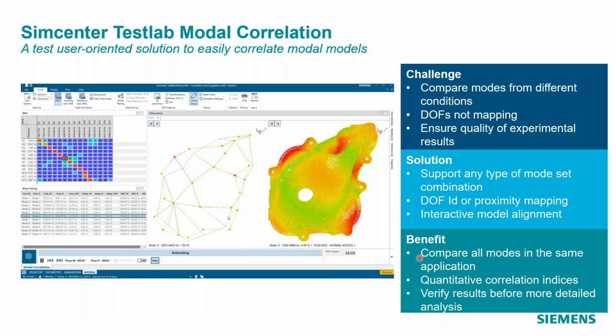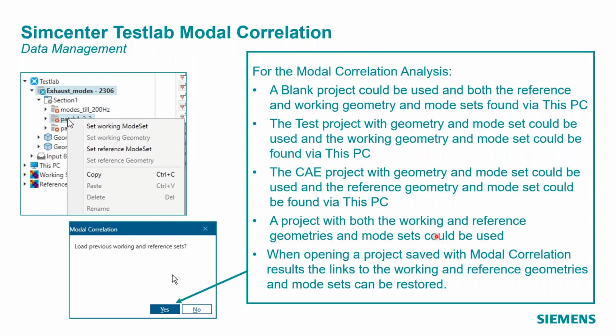A benefit of doing it in TestLab is that we compare all the modes in the same application. We've got some quantitative correlation indices like the MAC to look at results, and then we can verify the results before you go into more detailed analysis. So here I'll focus on TestLab. As far as data management, we can browse through the active project or through this PC. We're going to set the working geometry, which is normally your test geometry, and you're also going to set your working mode set. Then we'll go to the other mode set and geometry and set it to the reference. That would normally be your CAE.